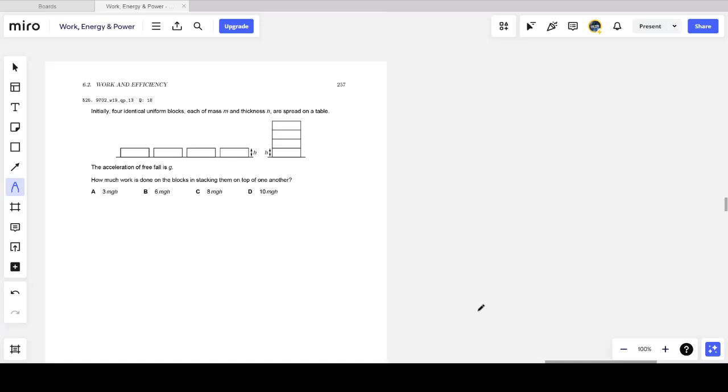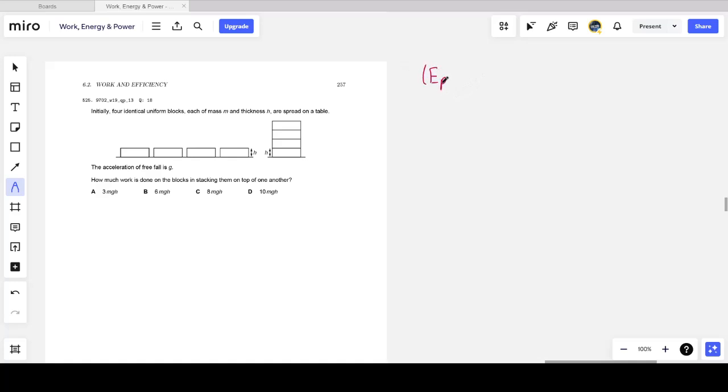If I want to know how much work is done in a situation like this, what I know is that the thing changing for these blocks is the total gravitational potential energy that they have. So what I would do is calculate the initial potential energy for the 4 blocks lying side by side, and then the final potential energy for the 4 blocks stacked on top of each other, and then subtract the 2 potential energies. And the difference in potential energy will be the work that's done, because the work must be the one supplying the energy for them to change the gravitational potential energy.